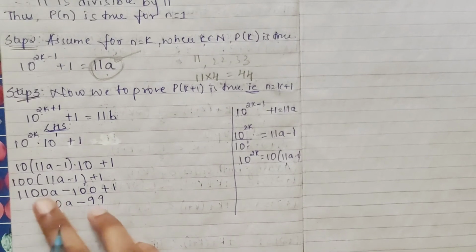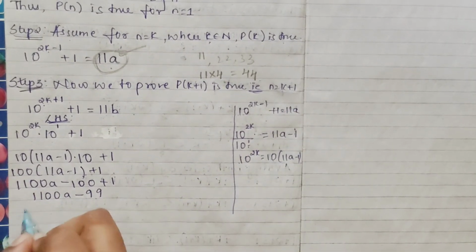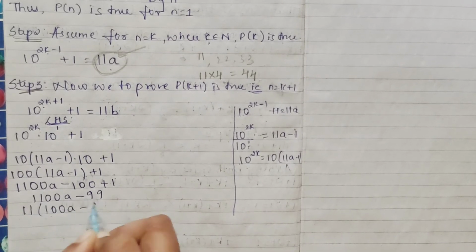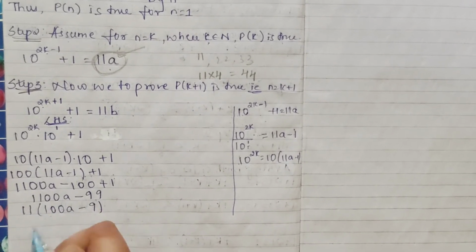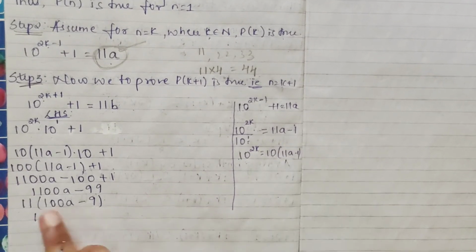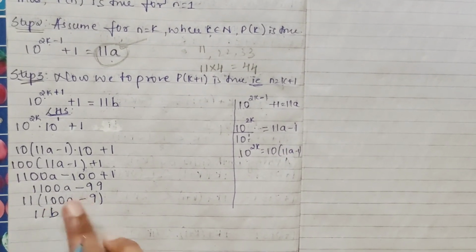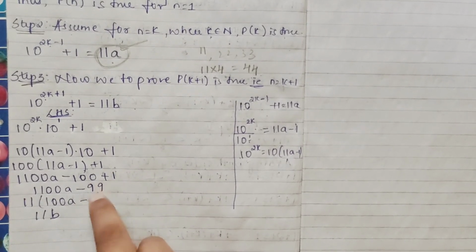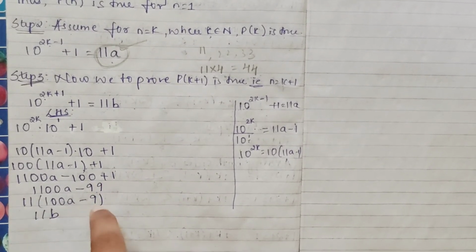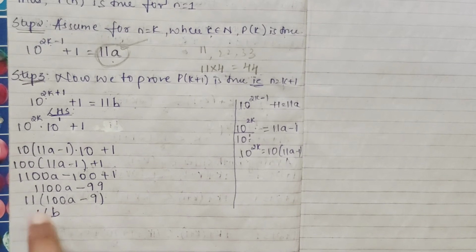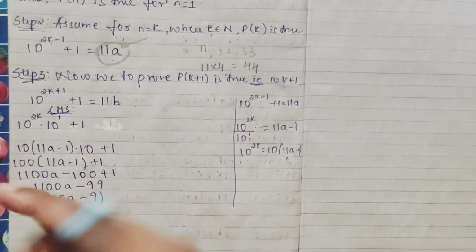From these two, what can I take common? I can take 11, right? Then I will be left with 100a minus 9. So this whole part I am taking as b. Whatever the answer may be, whether it is a multiple of 11 or not, I am taking it as b. After taking b, it will be sure that whatever you multiply, it is divisible by 11, whatever you get.